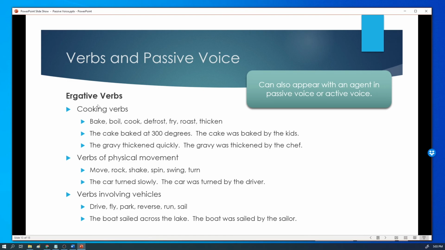Here's many more ergative verbs. The cake baked at 300 degrees. The cake was baked by the kids. Or the car turned slowly, or the car was turned by the driver. The boat sailed across the lake, or the boat was sailed by the sailor. So again, ergative verbs make more sense to have a non-agent be the subject and for the verb to be used in active voice.